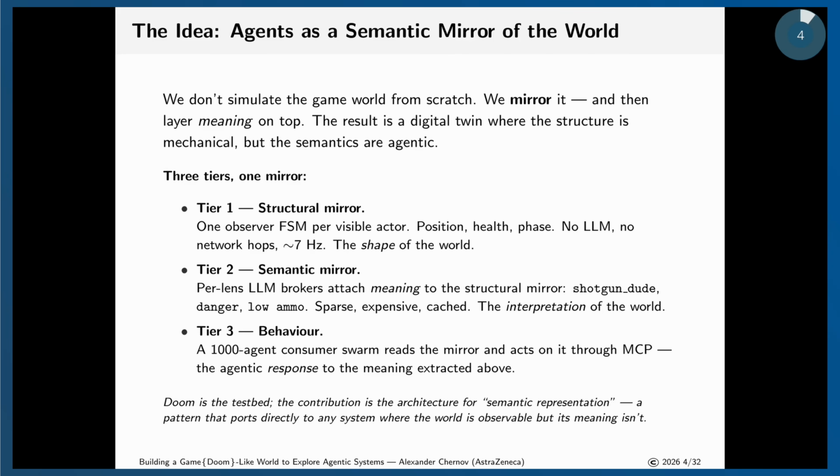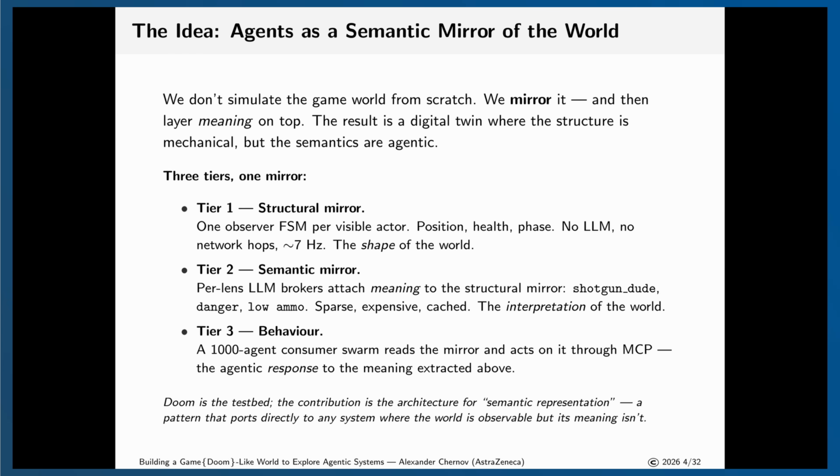The idea of agents as a semantic mirror of the world is that we don't simulate the game and the world from scratch. The game already does that. Instead, we mirror it. The mirror has 3 tiers. Tier 1 is the structural mirror: one observer finite state machine for every visible actor, with position, health, and phase, no LLM. It's around 7 hertz. That's the shape of the world.